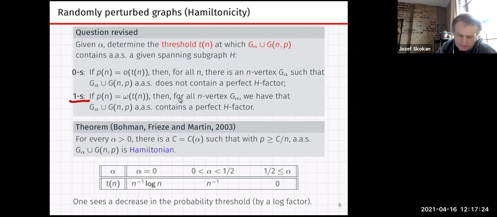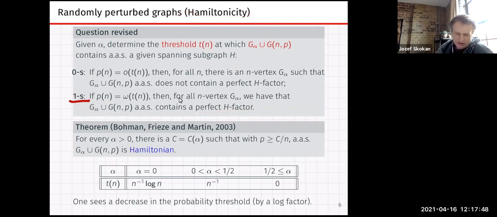And the second part to the story is that if you are above the threshold, so if your probability P grows faster than the threshold, then regardless of how you choose your starting graph G alpha, if you take a union of G alpha with G(n,p), then you have to find either your perfect H factor, or if we talk about Hamiltonicity, a Hamilton cycle.